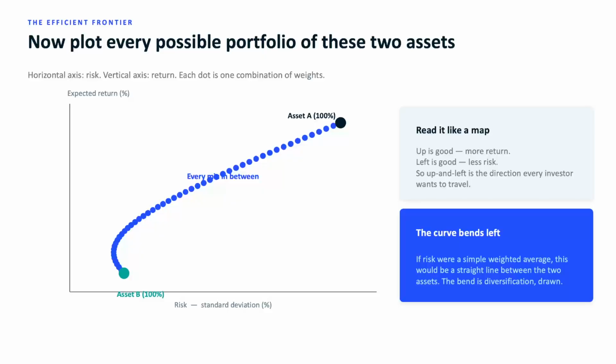Now, how to read this map? Up is good, that is more return. Left is good, that is less risk. So up and to the left is the direction every investor on earth wants to travel. So you want to travel up, but you also want to keep moving left.